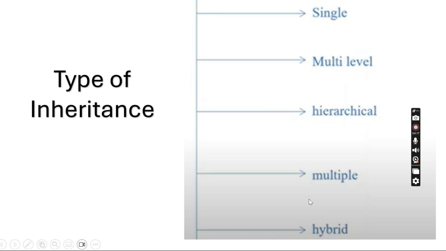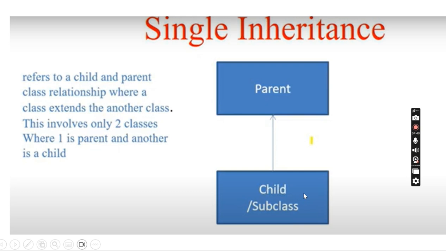So we have mainly five types of inheritance: single level inheritance, multilevel inheritance, hierarchical inheritance, multiple inheritance, and hybrid inheritance. Multiple inheritance and hybrid inheritance are not supported in Java, so we'll discuss why they are not supported and what complexity we get. Let's start with single level inheritance.